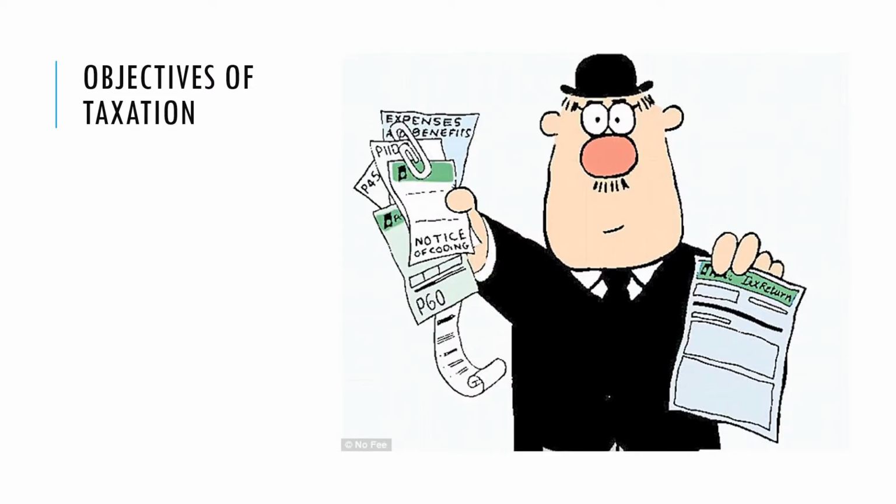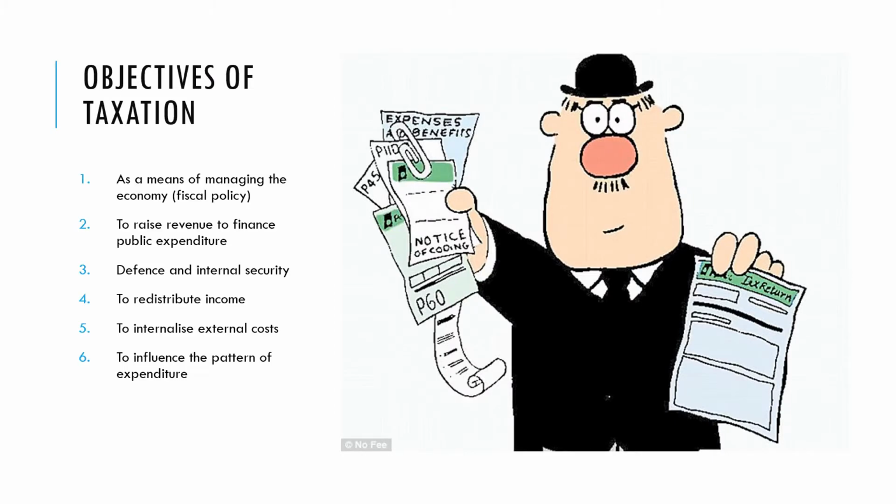So let's start off with a quick reminder of what the objectives of tax are. As we know, tax is part of fiscal policy as a way of managing the economy. Tax can also raise money that the government can use to finance public expenditure, for example, providing defence and security services. Tax can be used to redistribute income. It can also be used to internalise external costs. We would tax tobacco and alcohol. And to influence the pattern of expenditure, we can try and switch people's spending from one product to another product.